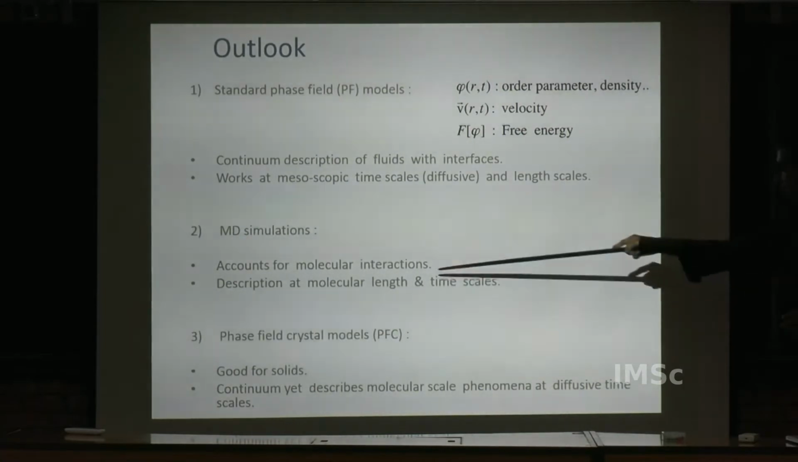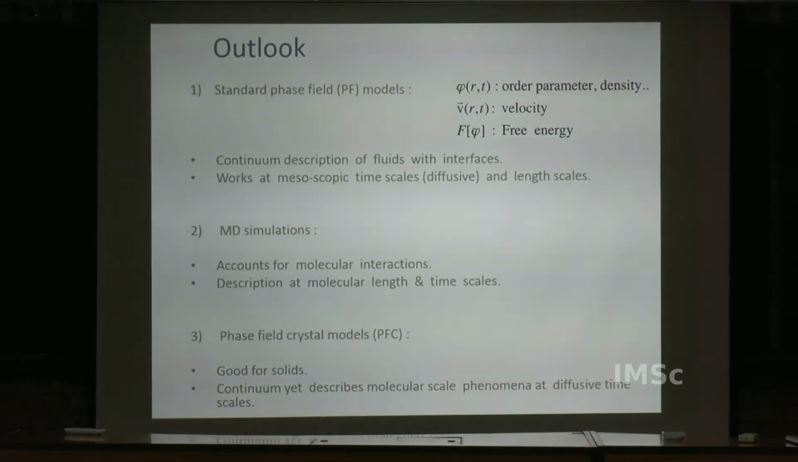So not microscopic time scale but diffusive time scale, and hence it is fast if you are interested in phenomena which are happening at mesoscopic time scale. For example, movements of defects or defect structures, dislocations. If you want to see motions of those objects, phase field is quite good.